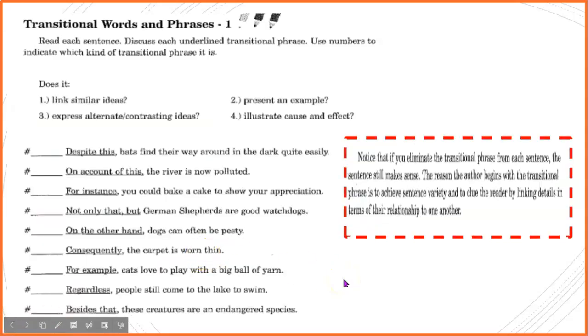So, despite this would be a contrasting transition. If I say, this is true despite this, then I'm saying that it's the opposite or it contrasts whatever I just said. On account of this, the river is now polluted. They dumped chemicals in the river. On account of this, the river is now polluted. That's going to show us cause and effect.